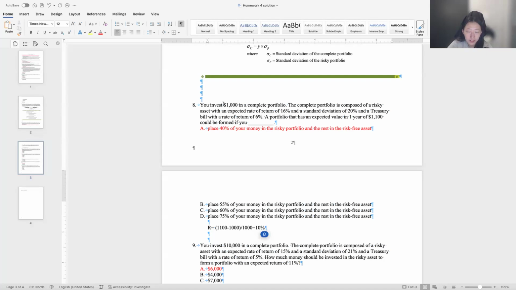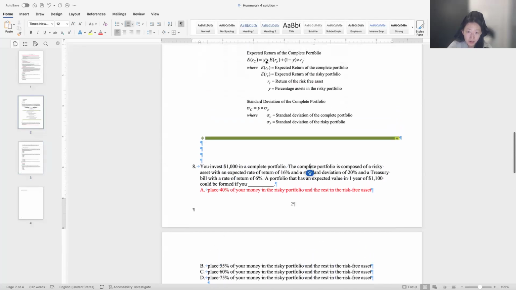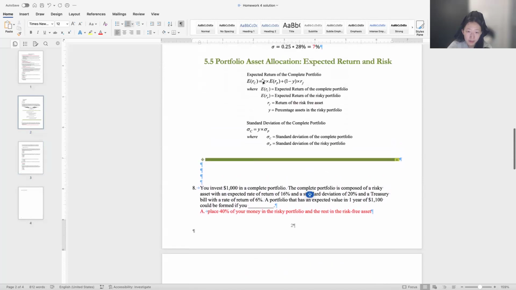Okay, so in case you wonder, because the initial investment is 1,000 and the end of year expected value is 1,100, the investor that we're trying to deal with has a 10% expected return. So we're going to put 10% on the left-hand side for the portfolio that he's investing. And then we don't know y. So we want to figure out y in this formula.